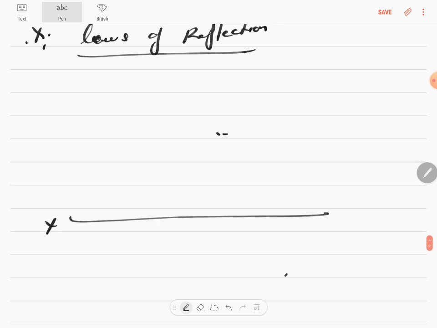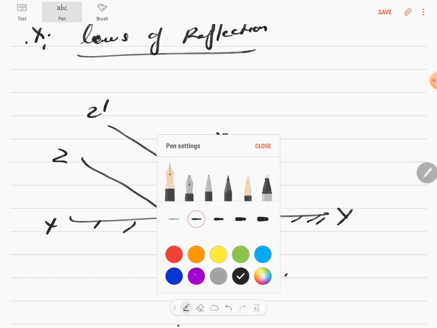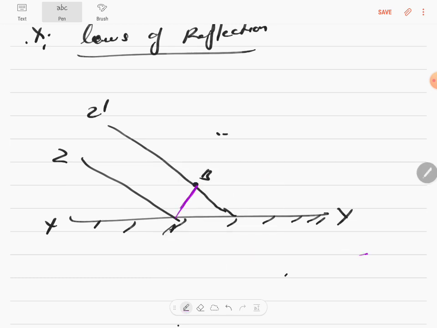Let XY be the mirror, because we're going to talk about reflection here. Let ZA and Z dash B be the incident rays, parallel to each other. Let's say this point is B. Then you need an incident wavefront here, so draw AB. That will give you your incident wavefront. Let AB be the incident wavefront.